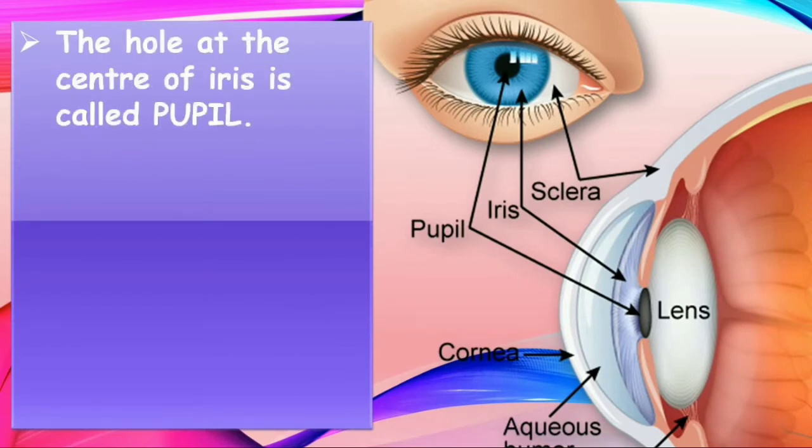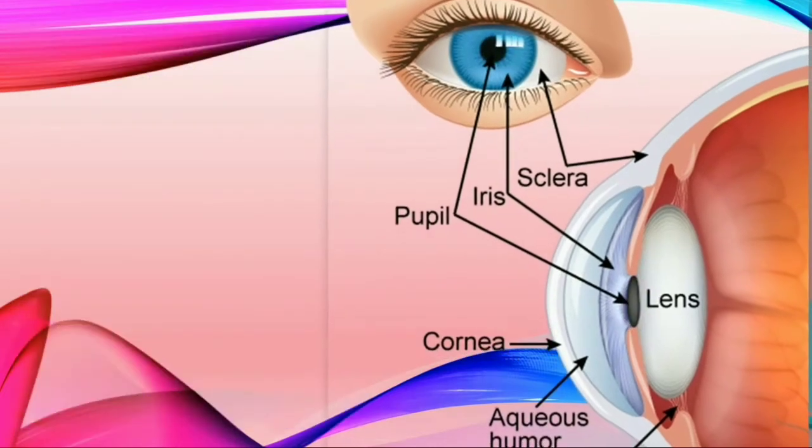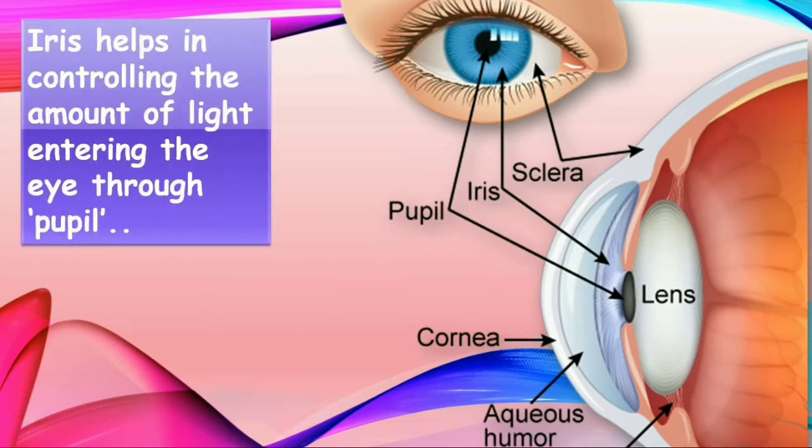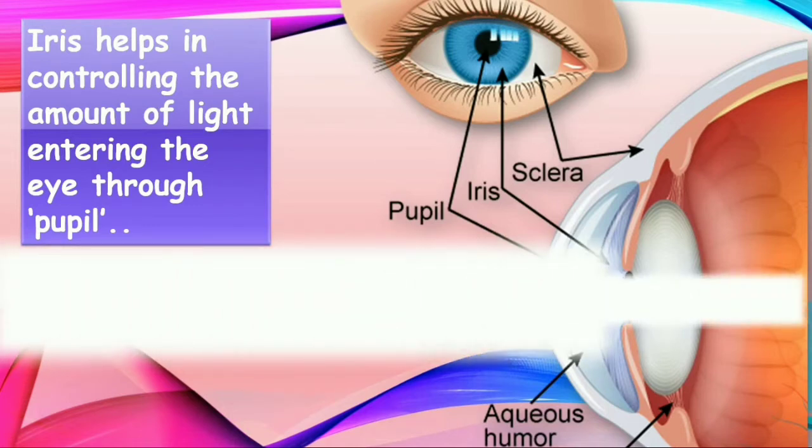The hole at the center of the iris is called pupil. The pupil appears black because any light falling on it goes into the eye and there is almost no chance of light coming back to the outside. Iris helps in controlling the amount of light entering the eye through the pupil. That is, of the white light incident on the eye, only some of the light can get into the eye.